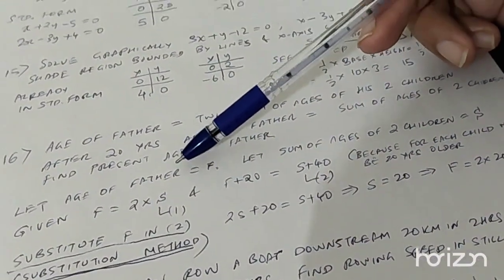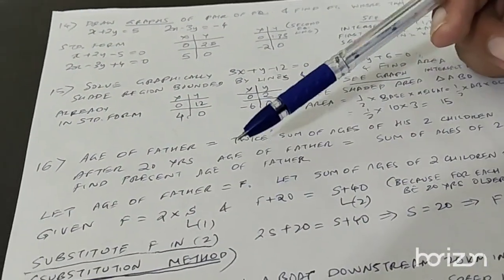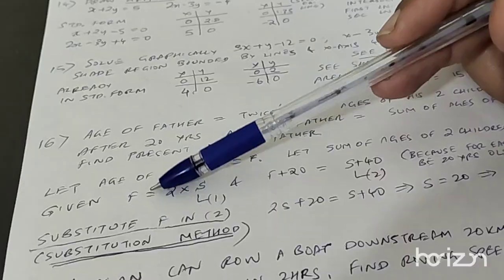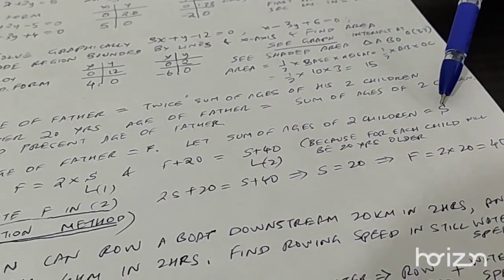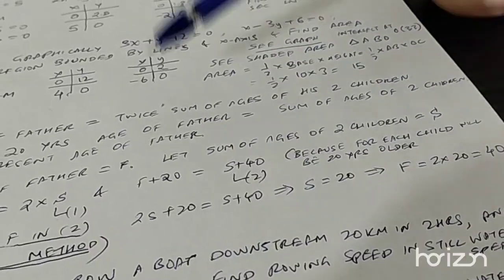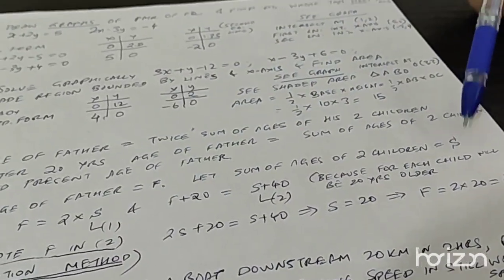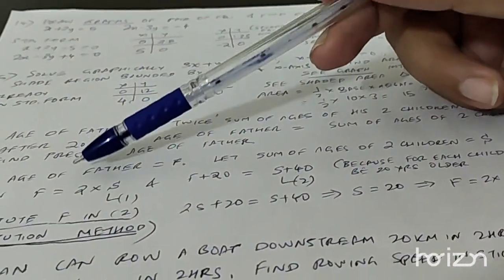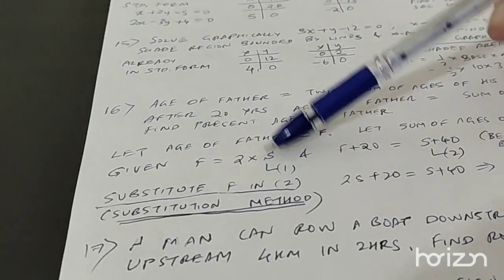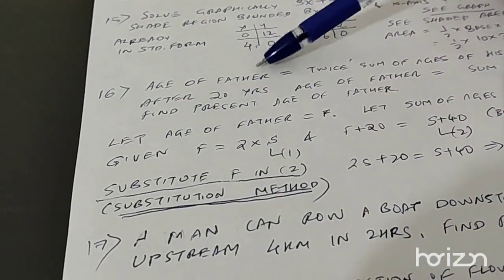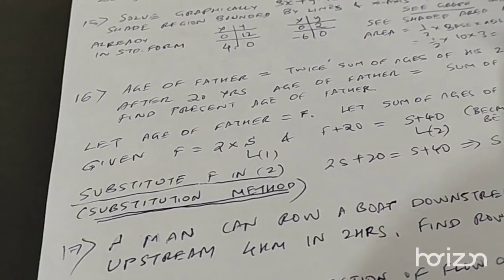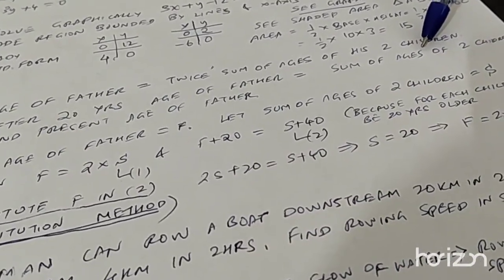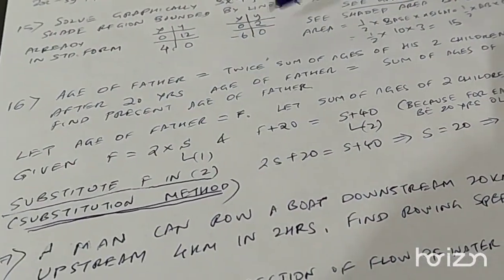Let the age of the father be f, and let the sum of the ages of two children be s. F for father, s for sum of the ages of two children. Given that currently f is equal to 2 times s. Why? Because age of father is equal to twice the sum of ages of two children. So f is equal to 2s.